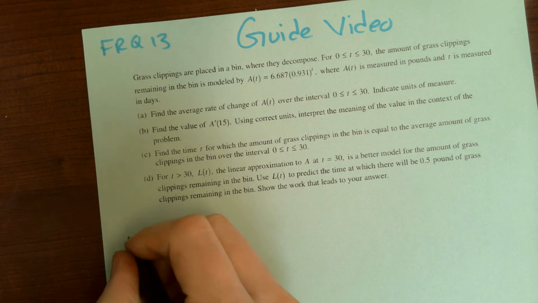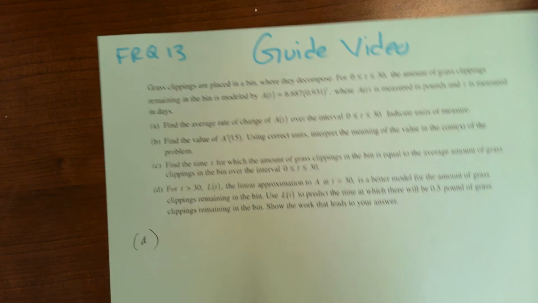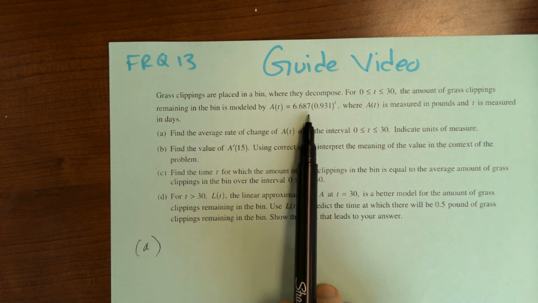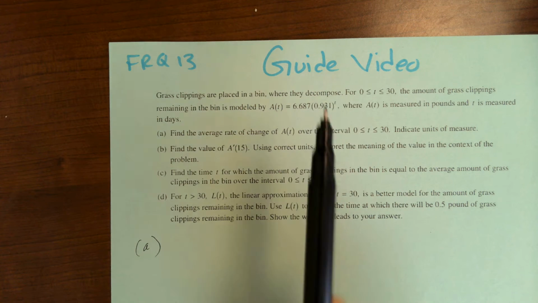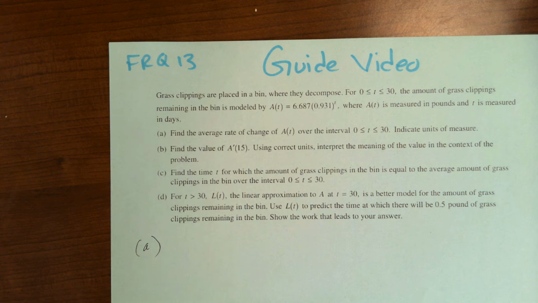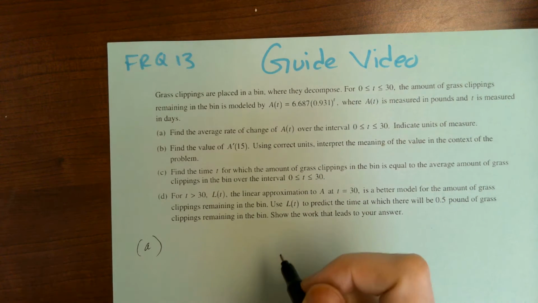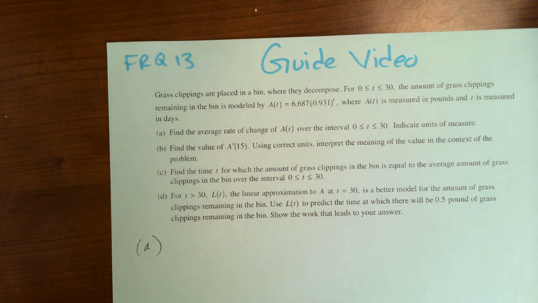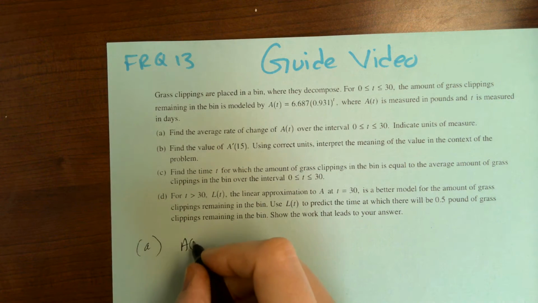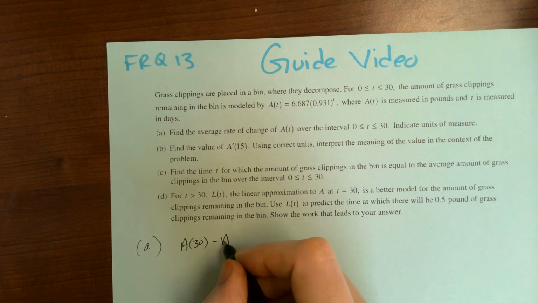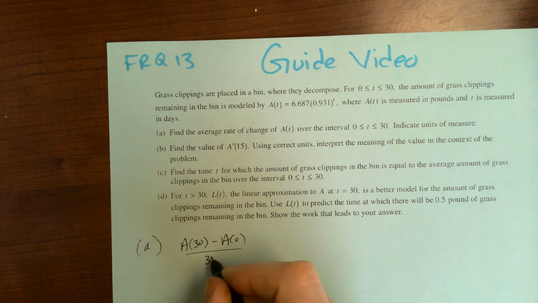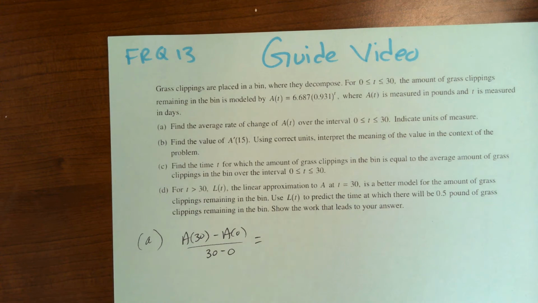Okay, so this one, guys, you could do this. This is not a rate. This is the actual amount of grass clippings. So to do the average rate of change, you just do y minus y over x minus x. So A of 30 minus A of 0 over 30 minus 0. Okay, and do as much of this as you can by yourself.